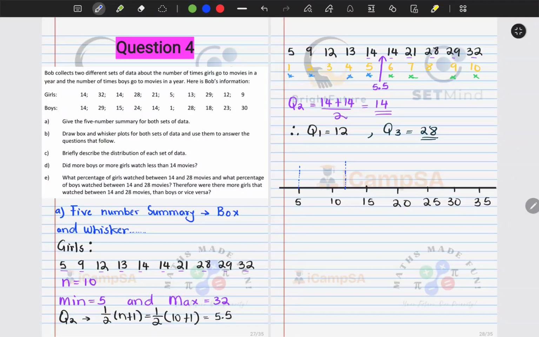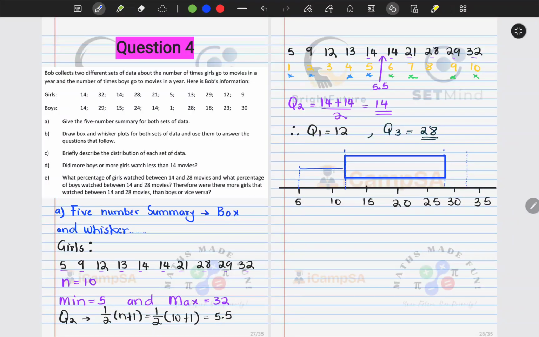And then our Q3 is at 28. So that's just before 30. Okay, so let's put a line there like that. Right? And let's go for the maximum. So the maximum is 32. So our maximum is somewhere here. Okay, so we're ready to draw our box. So our box will be something like this.